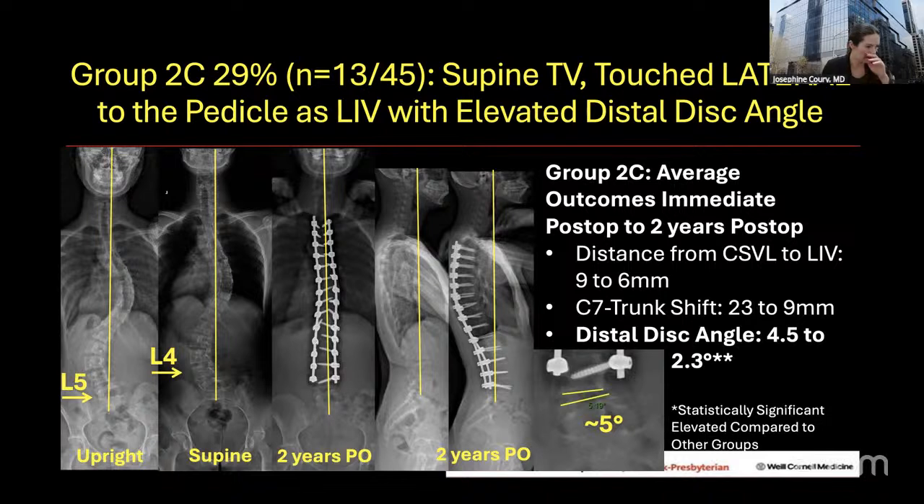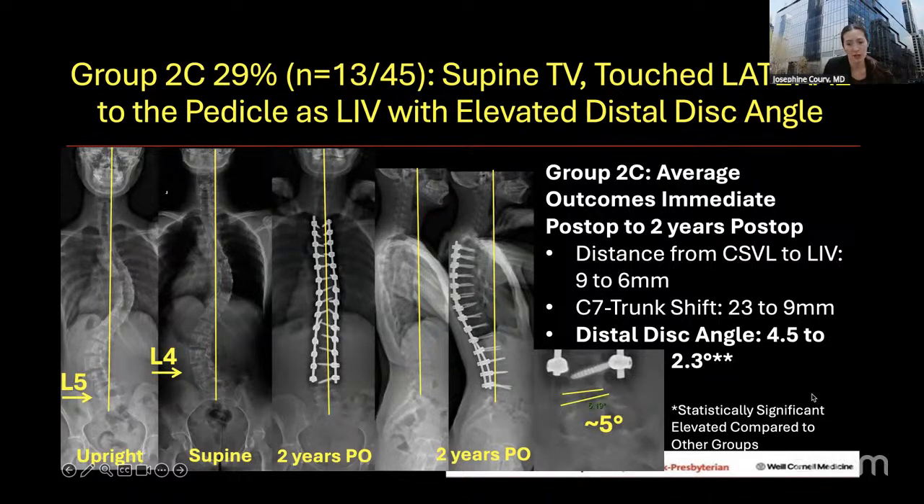But we did find, looking back at our patients who we wanted to spare a pelvic fixation, we wanted to spare them L5 as an LIV because L5 is a very challenging LIV. We went to L4, and this is a patient where the last touch vertebra on supine films was L4, but you can see it was touched lateral to the pedicle. You can also see that there's so much rotation at the LIV. So this patient was instrumented to L4, and while it looks pretty good, if you zoom in, they have a really elevated distal disc angle of about 5 degrees, and they're developing a lot more spondylosis and low back pain.